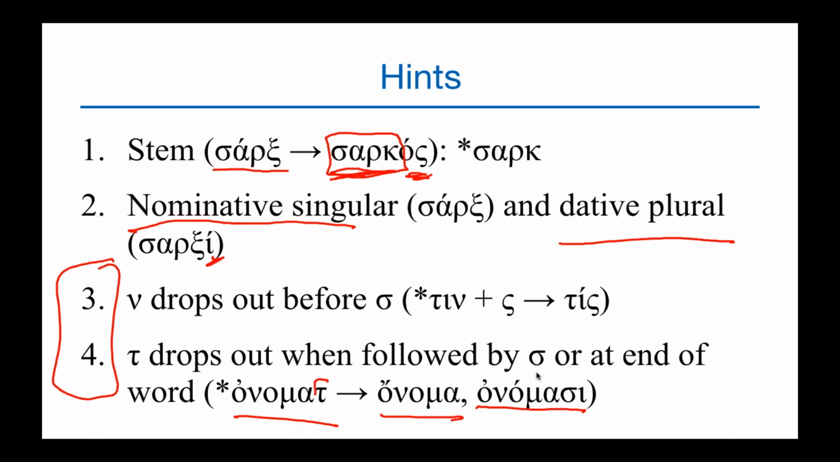So onomat is going to be our stem, but because in this case it has no letter after, it drops off. In this case, because there's a sigma that's part of the ending, the tau also drops off. Okay? Any questions on those so far?